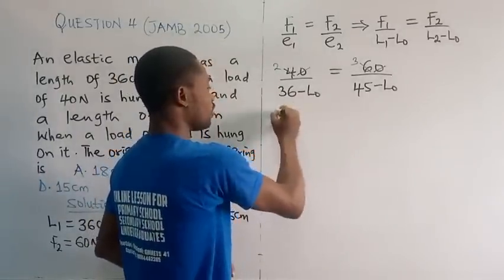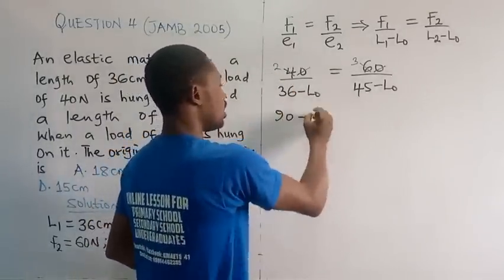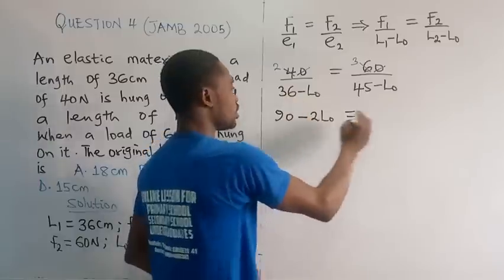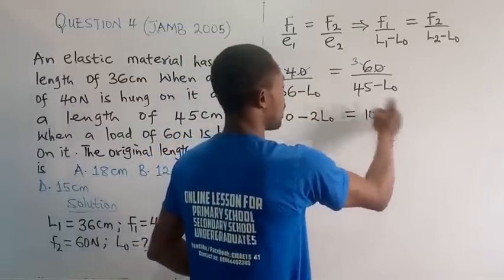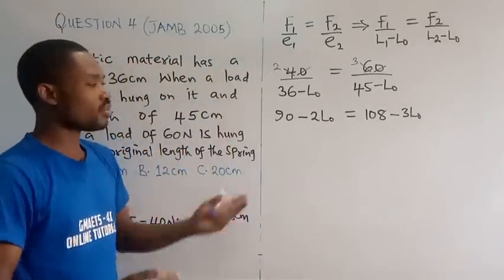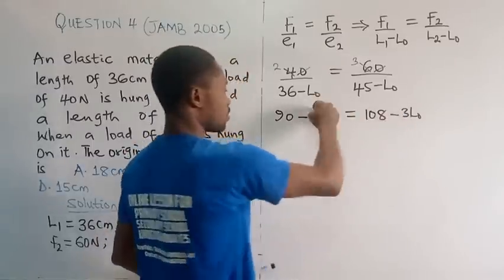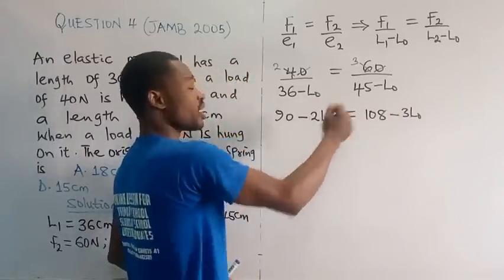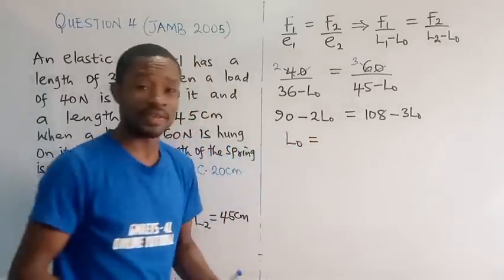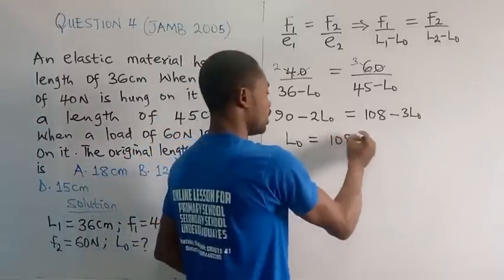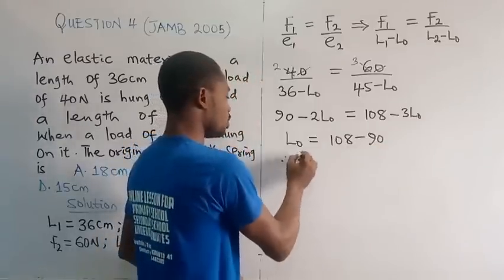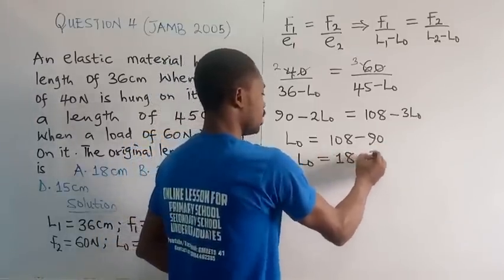2 times 45 will give us 90 minus 2 times L0, which gives 2L0. That's going to be equal to 3 times 36, which gives us 108 minus 3 times the original length, which gives 3L0. So collecting like terms and working out, 3L0 minus 2L0, and of course we expect to get the original length, being equal to 108 minus 90. Now 108 minus 90 is going to produce 18 cm.